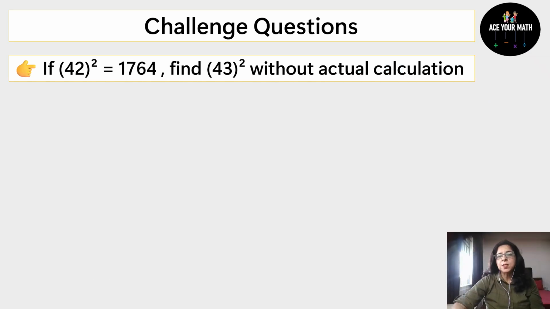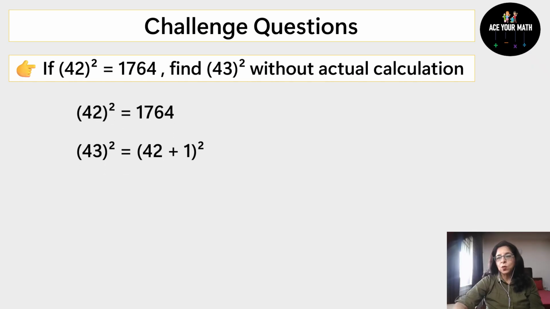Now look at the next question. If 42 square is 1764, find 43 square without actual calculation. So without calculating 43 multiplied by 43, you need to use some other method to solve it. See, 42 square is given to you. 43 you need to find. So 43 can be written as 42 plus 1 whole square.